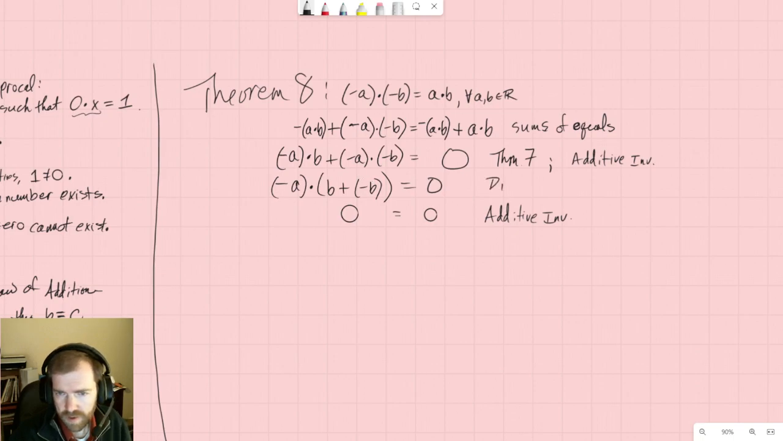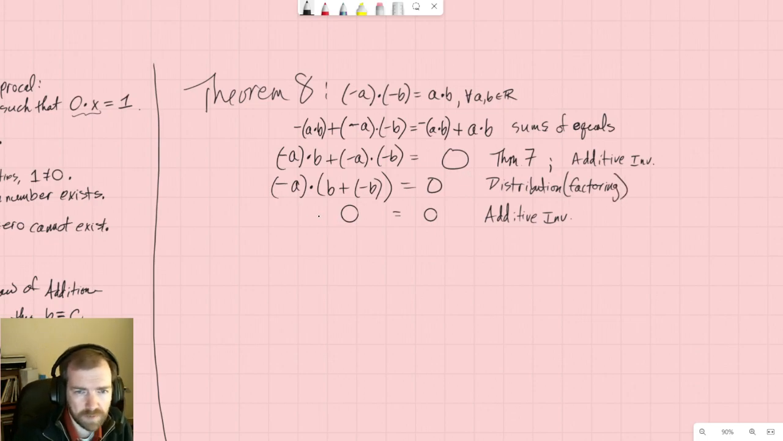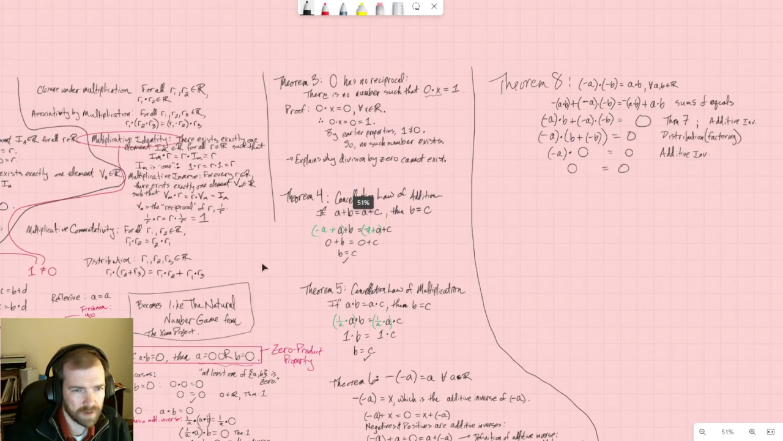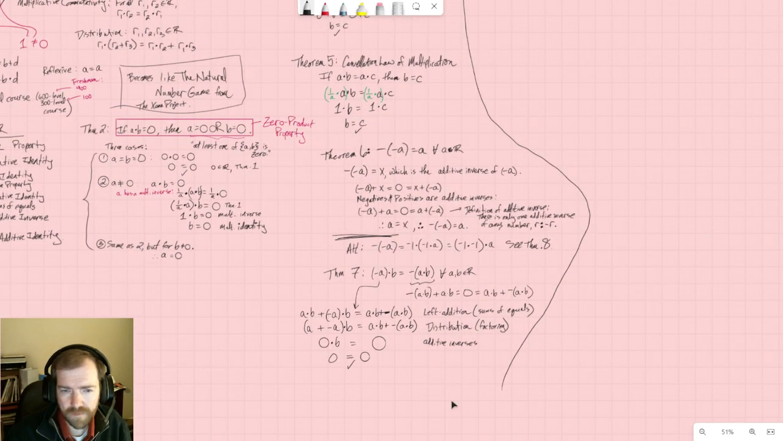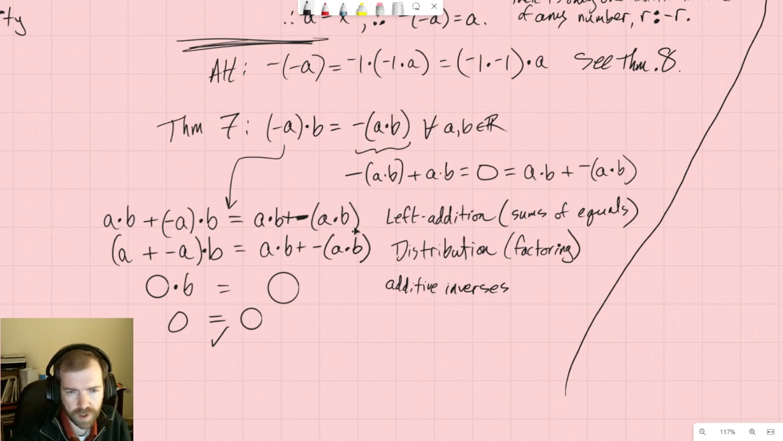This was distribution, factoring, and this was 0 times parentheses negative a, and negative a times 0 is going to be 0, and whatever definition of 0 we call that, right? Theorem 1. So here we can call it the same thing.